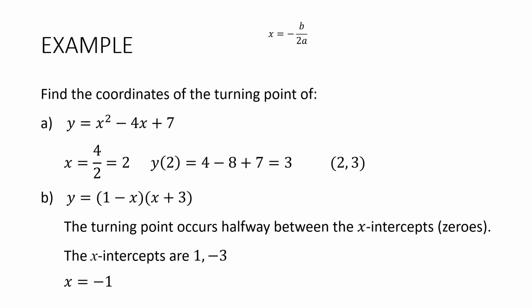So rather than expanding it all out and then using the formula, you can just find the point that's halfway between. That will give you the x coordinate. You now need to substitute it back into here to get the y coordinate. We've got 1 take away -1, that's 2. And then -1 plus 3, that's also 2. So that's equal to 4. So the turning point is (-1, 4).